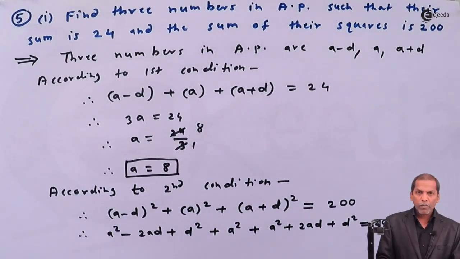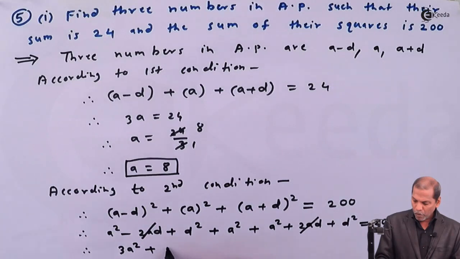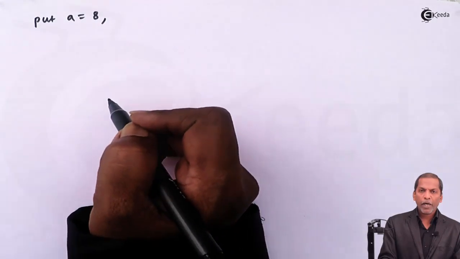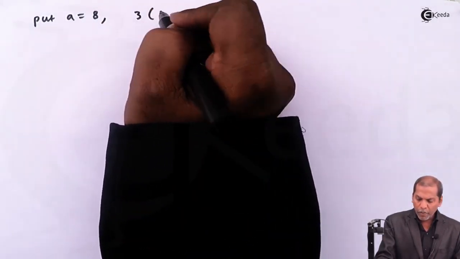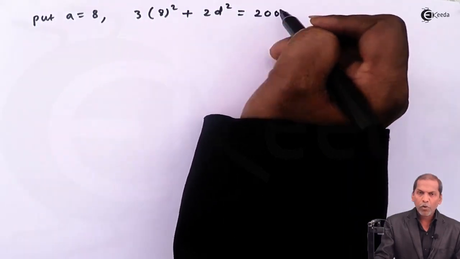So if you observe here, the terms minus 2AD and plus 2AD get cancelled. And finally, we get 3A square plus 2D square is equal to 200. Now in this equation, we substitute the value of A. So put A equal to 8, we get 3 bracket 8 the whole square plus 2D square is equal to 200.